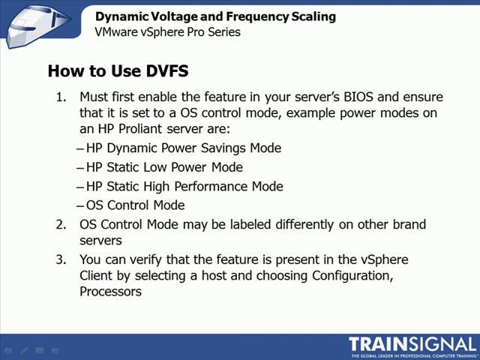The option you want to use for vSphere to enable your host to take advantage of this feature is the OS Control mode. This allows the VMkernel to be able to change P states on the CPUs in a host to be able to conserve power whenever possible. Let's now take a look at a demo of changing the BIOS on an HP server to OS Control mode to support DVFS.